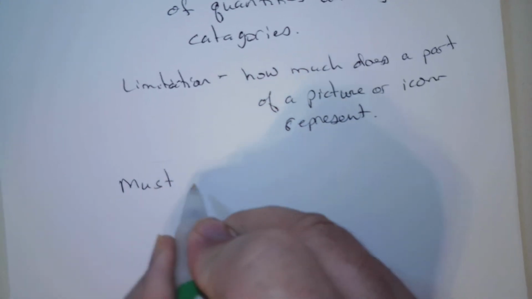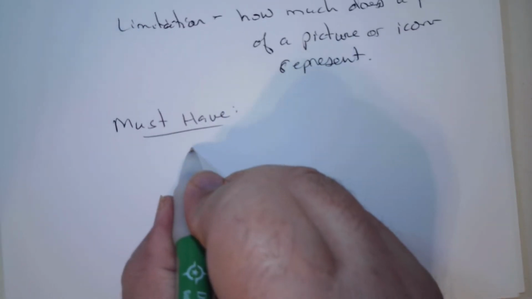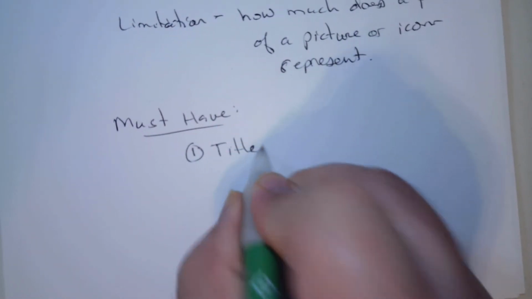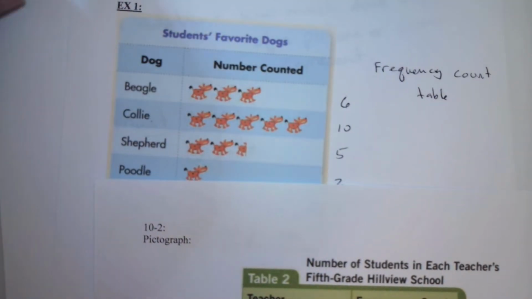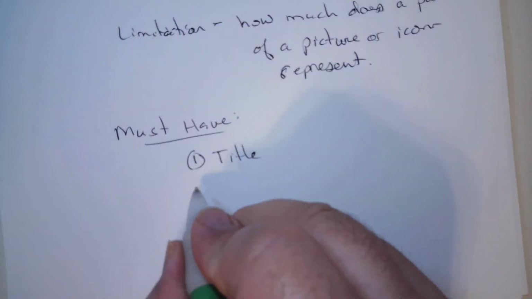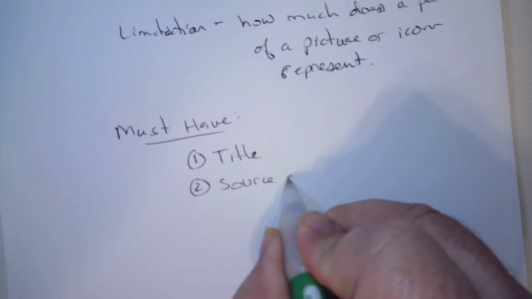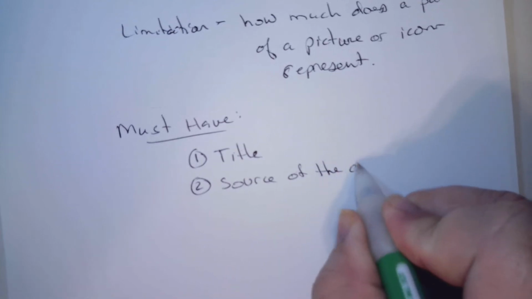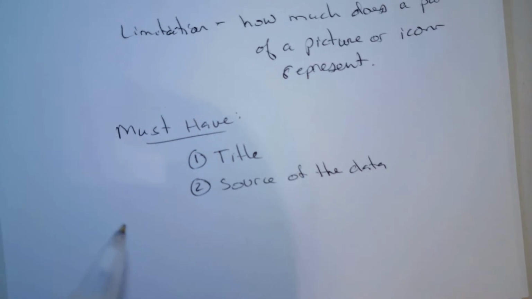A picture graph must have, these are the must-haves, a title. Again, you have to know what you're looking at. Here's a title: Student distribution. Student's favorite dog. So it has to have a title, so you know what you're looking at. Source of the data. From Hillview School. Another one is from students in the classroom.